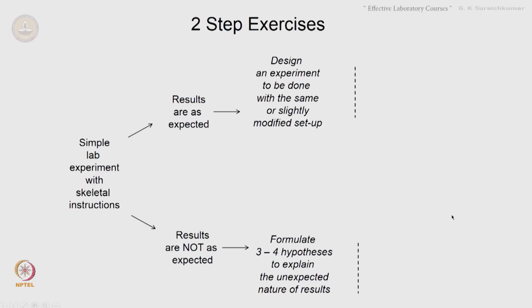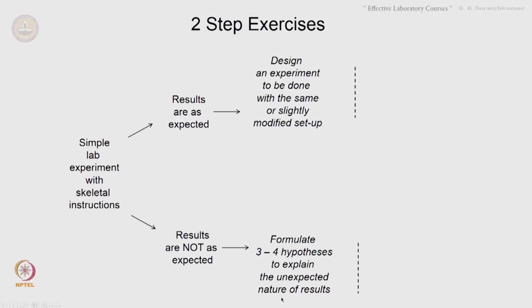If the results are as expected, good, then they are expected to design an experiment to be done with the same or a slightly modified setup. This is what they need to do in the second session or the second step of this particular experiment or exercise. If the results are not as expected, they are supposed to formulate 3 or 4 hypotheses to explain the unexpected nature of the results, that is all.